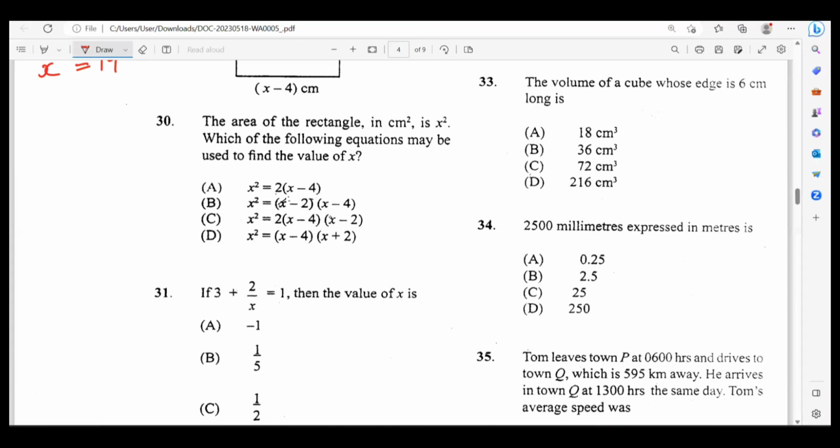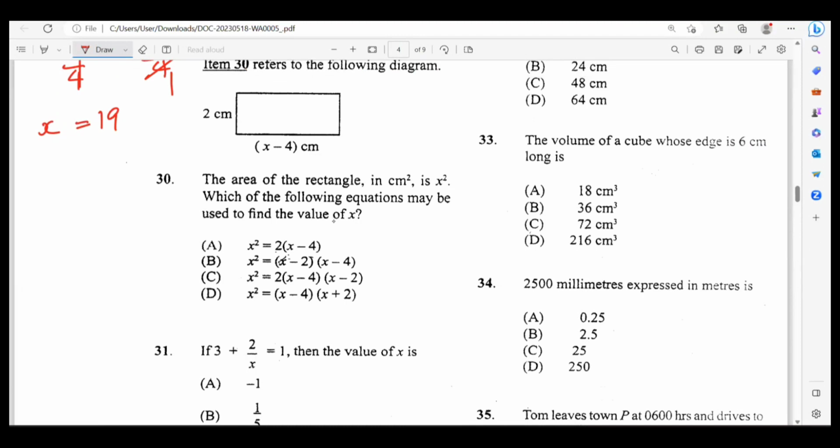All right, let's go. The area of the rectangle in cm is x. We saw this question again some time ago. So we were saying that the area is x squared. Which of the following equations may be used to find a value for x? Apply yourself. Please understand that the area of a rectangle is its length times its width. So the area is x squared. It's equal to the length times the width. You put it together, right?